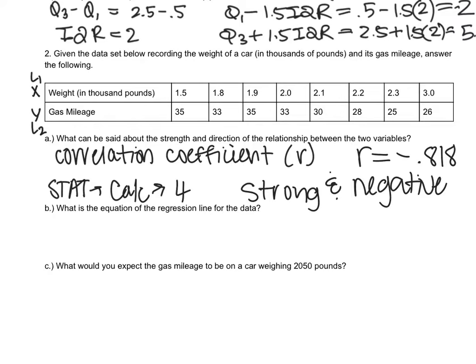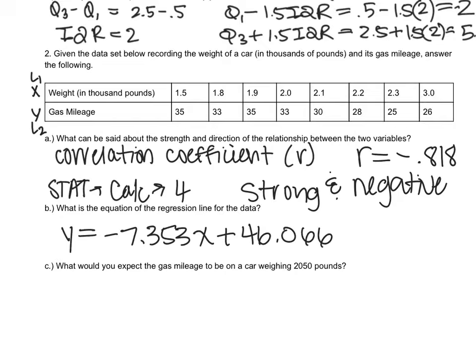Now we want to write the equation for the regression line. So since we're in that same window, we're going to do y equals, our slope is going to be a, so negative 7.353x plus b, which is our y-intercept, 46.066. We can now use this equation to find an expected value.